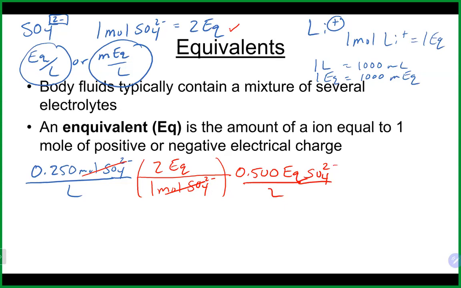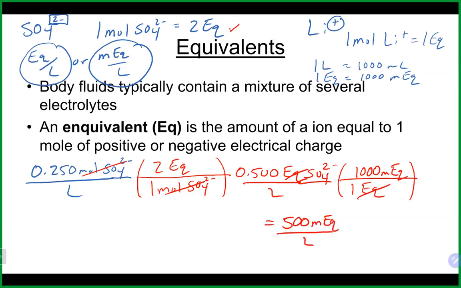Now, if we wanted milliequivalents, we would do our last conversion here, which would be in 1 equivalent, there are 1,000 milliequivalents. The equivalents would cancel. We would multiply by 1,000, and we would get that there is 500 milliequivalents per liter. So it is a very common unit of concentration for solutions, especially when there are a lot of ions floating around in the solution.